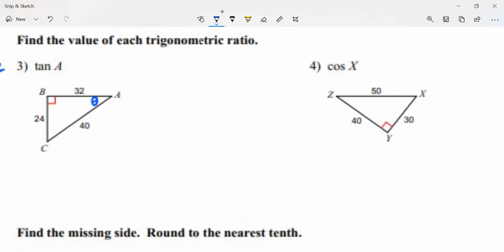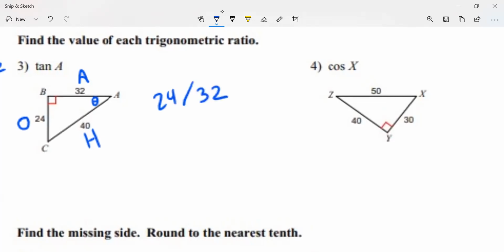Let me label my sides. The biggest side is my hypotenuse, so 40 in this case. Based on theta, the side that is farthest away is my opposite. So 24 is my opposite, and then 32 is my adjacent. And according to the chart that we have, tangent is opposite over adjacent. So I'm just going to go 24 over 32.